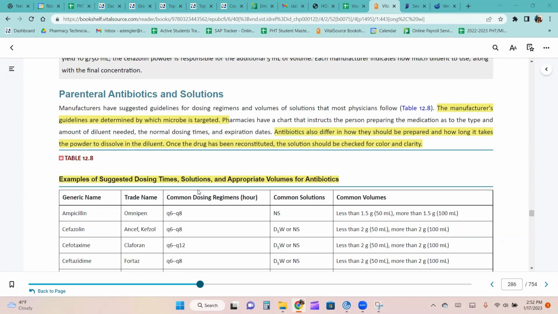The manufacturer's guidelines are determined by which microbe is targeted. Pharmacies have a chart that instructs the person preparing the medication as to the type and amount of diluent needed, the normal dosing times, and expiration dates. Antibiotics also differ in how they should be prepared and how long it takes the powder to dissolve in the diluent. Once the drug has been reconstituted, the solution should be checked for color and clarity. So we have examples of suggested dosing time solutions and appropriate volumes for antibiotics in table 12.8.